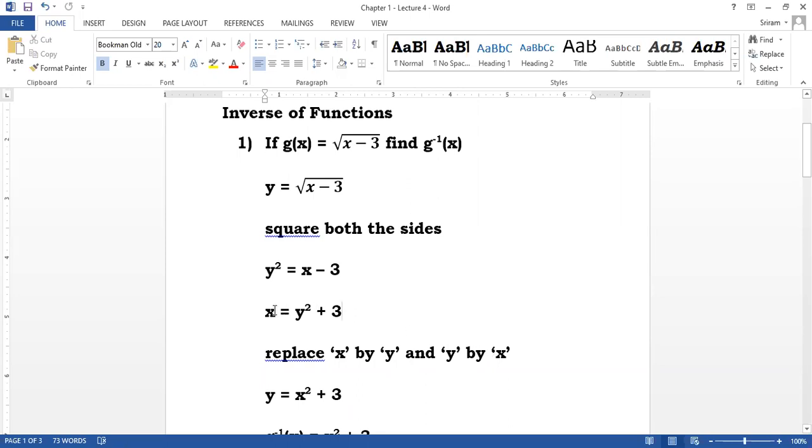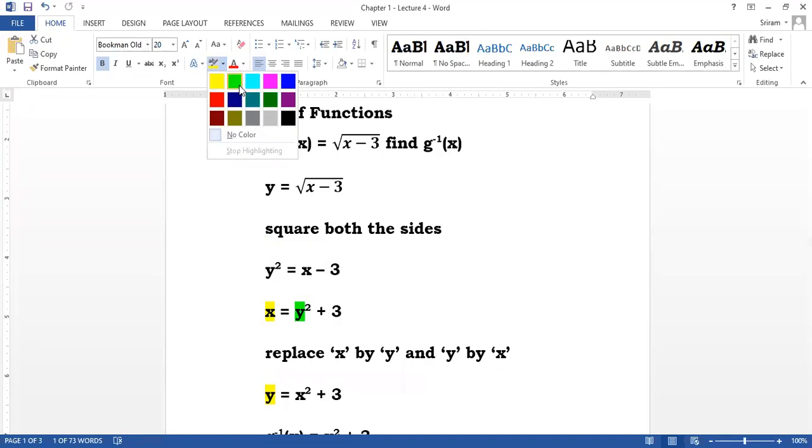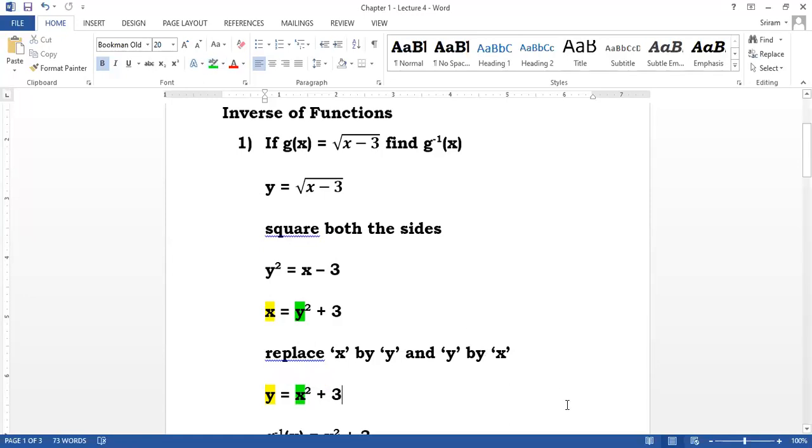So what will happen? In place of x, I am going to take y. And vice versa, in place of y, I am going to take x. I am just replacing them. That's all. y is equal to x squared plus 3.